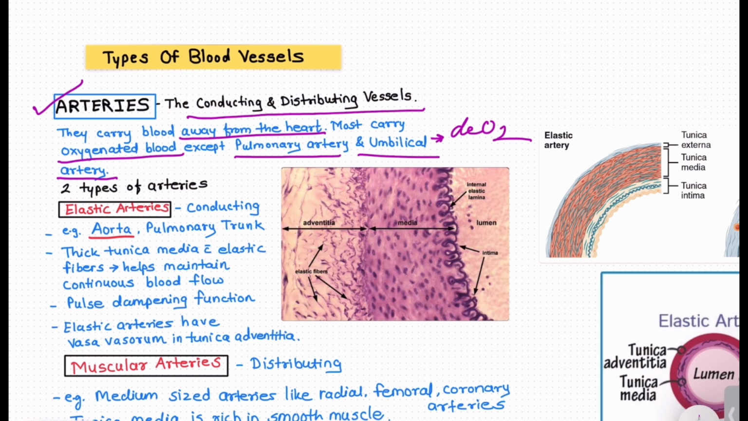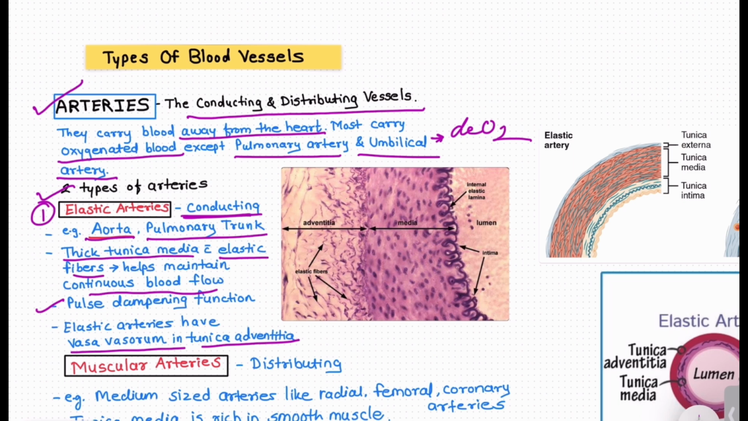There are two types of arteries. The first one will be elastic arteries. They are conducting. The examples are aorta and pulmonary trunk. Then what are its special features? It has thick tunica media with elastic fibers that helps to maintain continuous blood flow. It has a pulse dampening function, and also elastic arteries have a vasa vasorum in the tunica adventitia.